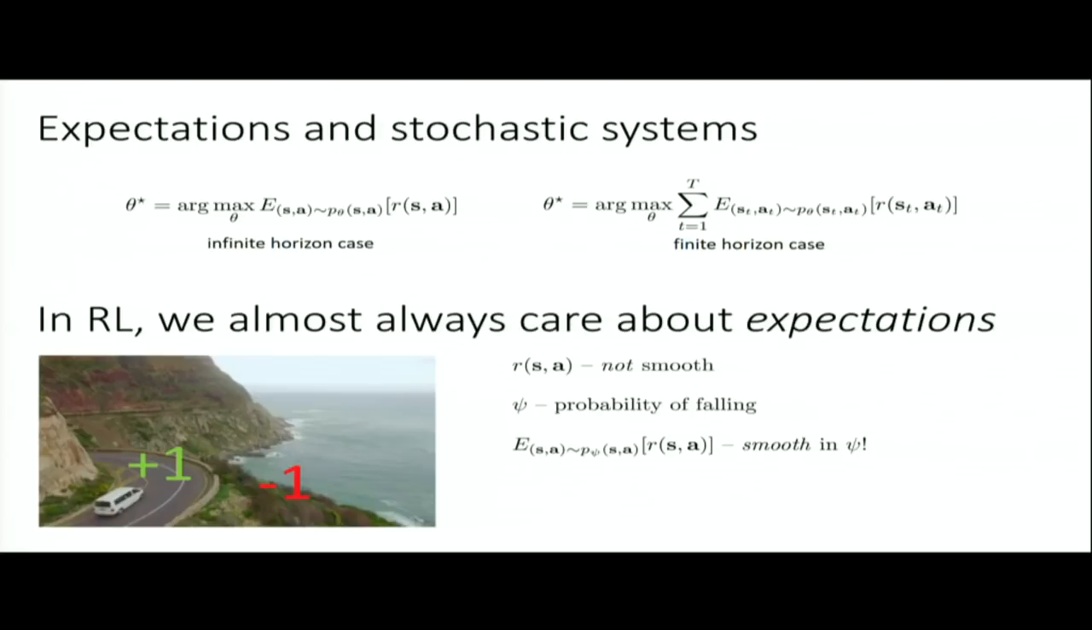Yes? It seems to me that introducing this psi probability actually just changes the reward function, from not smooth to smooth. Is that correct? There's a distinction to be made here between objective and reward functions. A reward function has a very specific definition. A reward function is a function of state and action. The objective is the expectation of the reward function. So the objective is smooth, the reward is not.